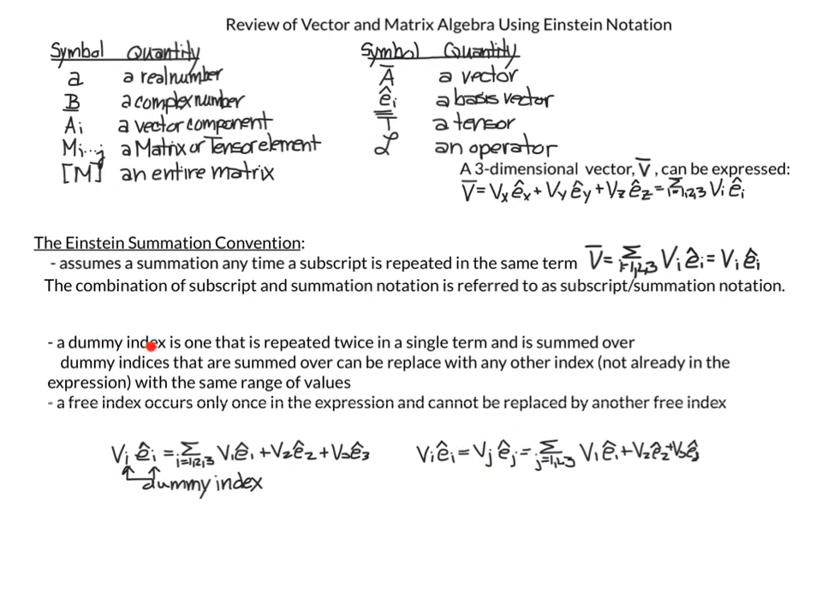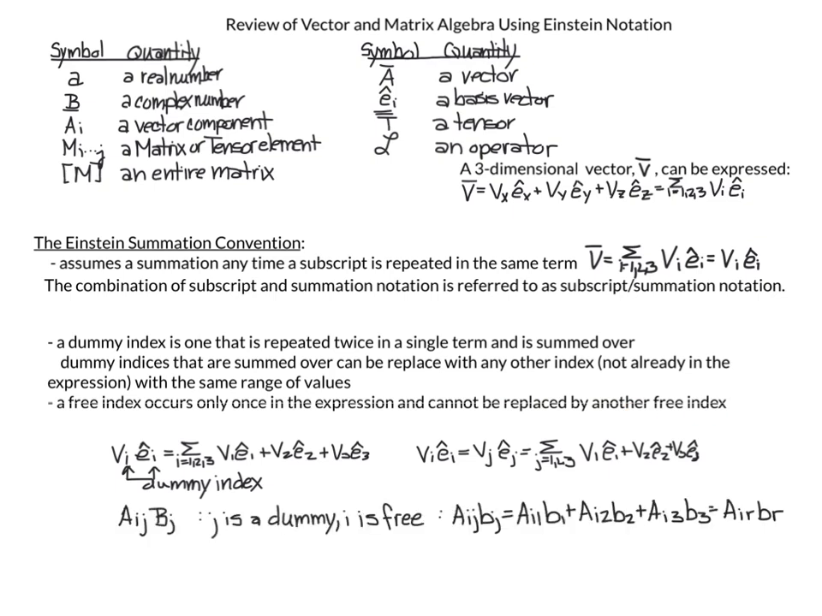In contrast to a dummy index, a free index occurs only once in the expression and cannot be replaced by another free index. Another example, if we have a sub ij, b sub j, here i appears only once, so it is a free index, whereas j appears twice, so it is a dummy index.